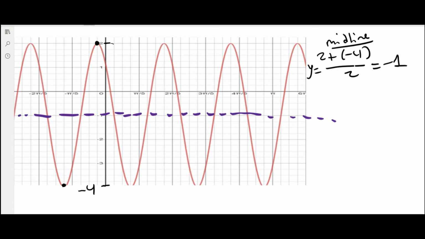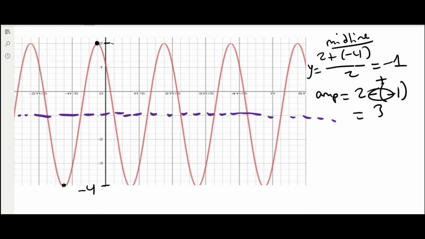Another way of doing that is, the amplitude is equal to the maximum minus the midline. And we said the midline is -1. So that's another way of doing it. It's going to be a plus, which is going to give you an amplitude of 3. All right, so that's the amplitude. And then we'll need to find the period.